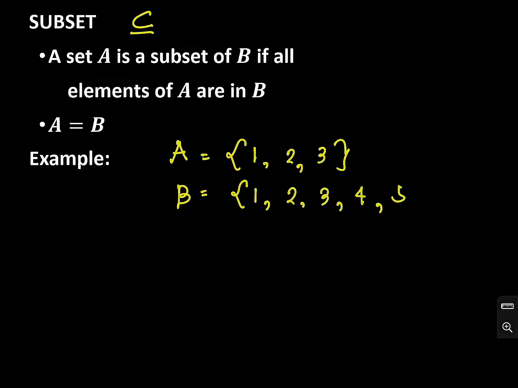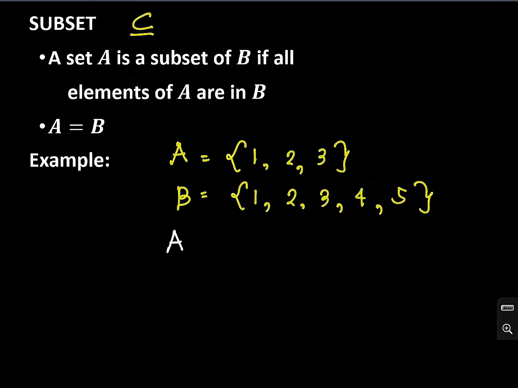The notation for subset is just like a longer letter C with a dash under that letter. By looking at the example here, set A is a subset of set B because the elements 1, 2, and 3 can be found in set B. So we will read this symbol as A is a subset of B, but B is not a subset of A.